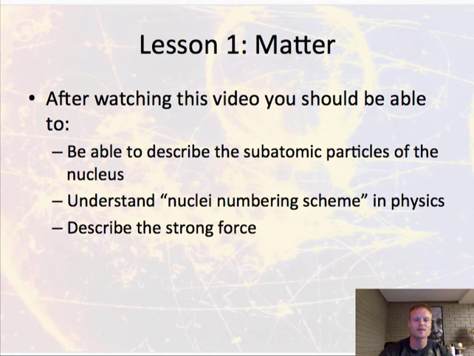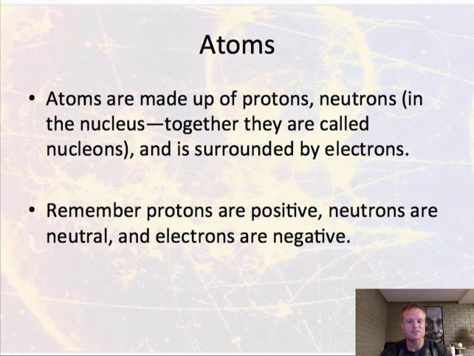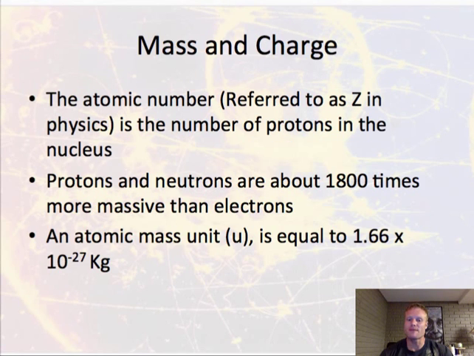So here we go. Just a refresher, atoms are made up of protons and neutrons and electrons. Protons and neutrons are found in the nucleus, and they are typically referred to as nucleons because they are found in the nucleus. That nucleus is then surrounded by electrons that are orbiting around that central nucleus. And just a refresher from static electricity, protons are positive, neutrons carry a neutral charge, and electrons have a negative charge. So let's get into talking about mass and charge of protons, neutrons, and electrons.